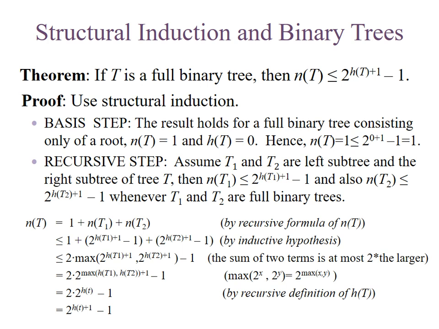Then we can replace this equation by what we already know holds for T1 and T2. So if n of T1 is bounded by 2 to the power of h of T1 plus 1, minus 1, then we can replace these two terms by these two terms. So we can rewrite this inequality as n of T is less than or equal to 1 plus this plus this, minus 1.